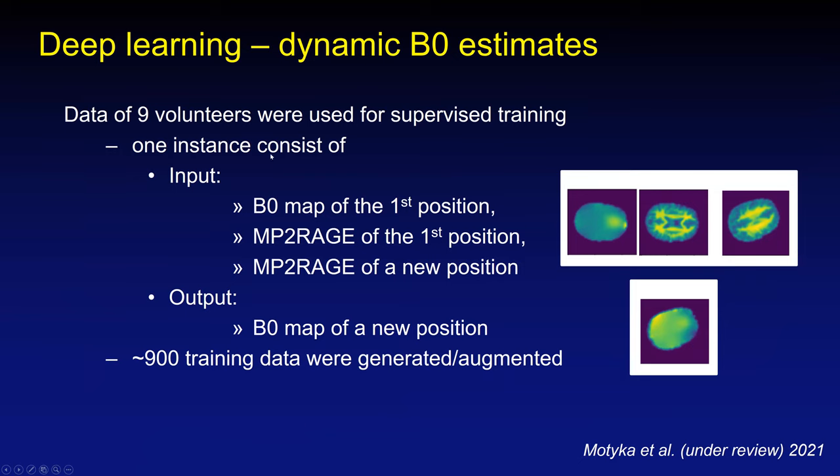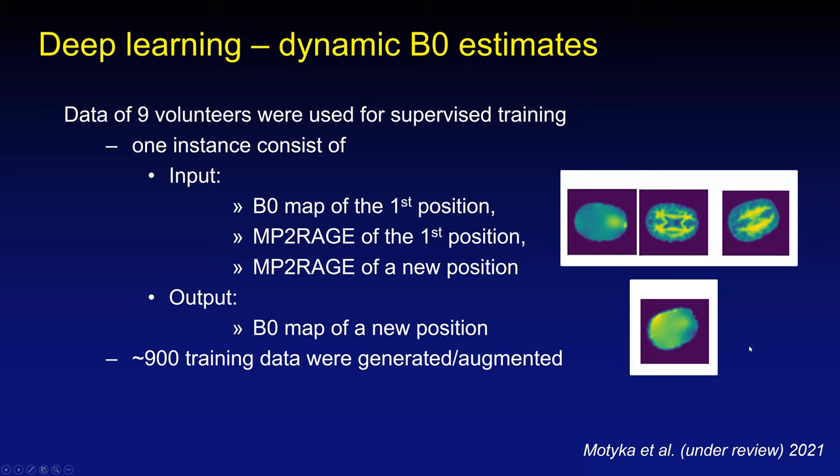And here we have a study that we have currently under review in MRM, where we have used training data from 9 volunteers, and we trained a neural network in a supervised way, and we used the following input data. We have a B0 map at the very initial position. Then we have an MPRAGE sequence or any anatomic MRI at the initial position, which is essentially those two here. And then we have an MP2RAGE at a new position. We can essentially even take this and then co-register it or apply a transformation matrix that we got from optical tracking, for instance. And then the output of this network should be the B0 map at the new position.